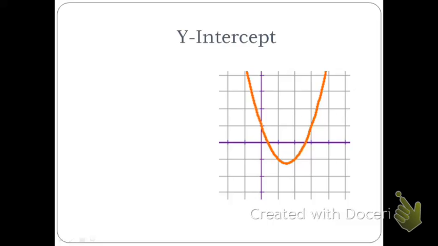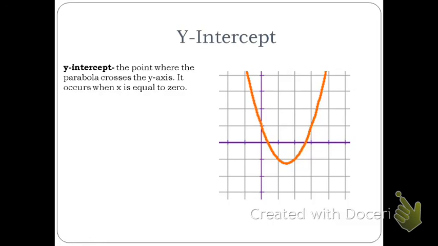Earlier I alluded to the fact that the intercepts of a parabola would be slightly different from the intercepts of a linear equation. I alluded to the fact that the parent equation of a parabola has only one intercept, but I told you that it would be different as the parabola changed slightly. The y-intercept is a point where the parabola crosses the y-axis. It occurs when x is equal to 0.